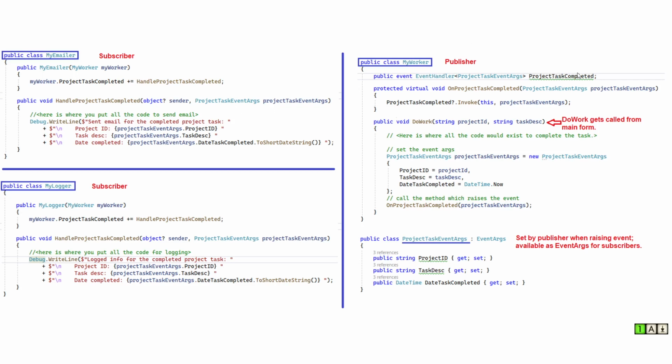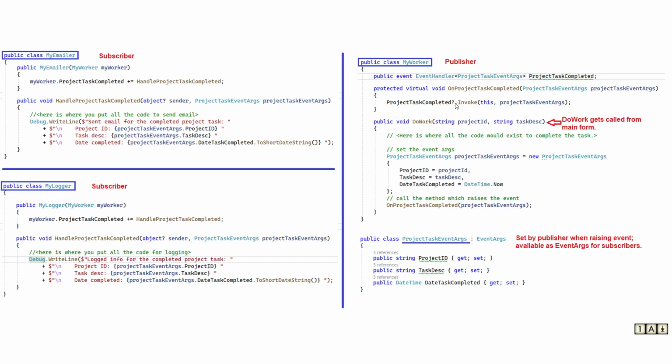You can see up at the top here, here's where we define the event, and what we usually do here is when there's work being done, when we're ready to raise this event, we first of all get the arguments that we need and put them into ProjectTaskEventArgs. And then we call a method called On whatever the event is. And you see that right here. And this is what really raises the event that all the subscribers can access.